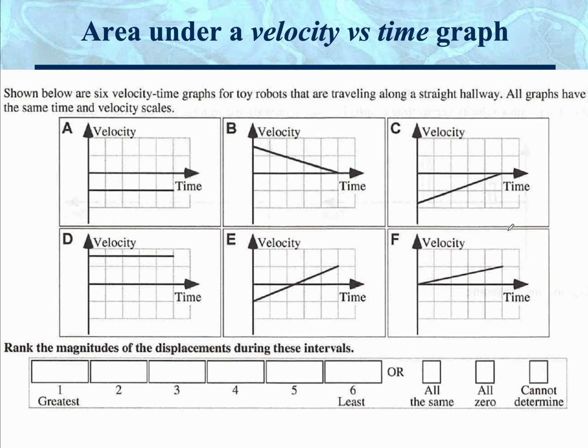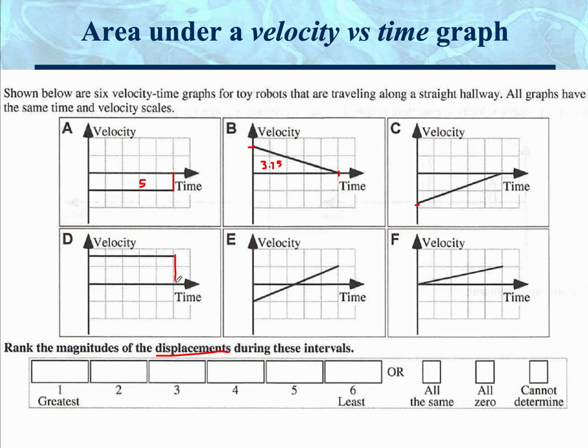These are velocity versus time graphs for toy robots. Rank the displacements. So remember, the displacement is going to be the area underneath the graph. In this case, that's 1, 2, 3, 4, 5 units. In this case, it starts out about half. 1.5 times 5 is 7.5, and 3.75 if you divide it by 2. This one, a little bit more than that. I won't do the math on this one yet.